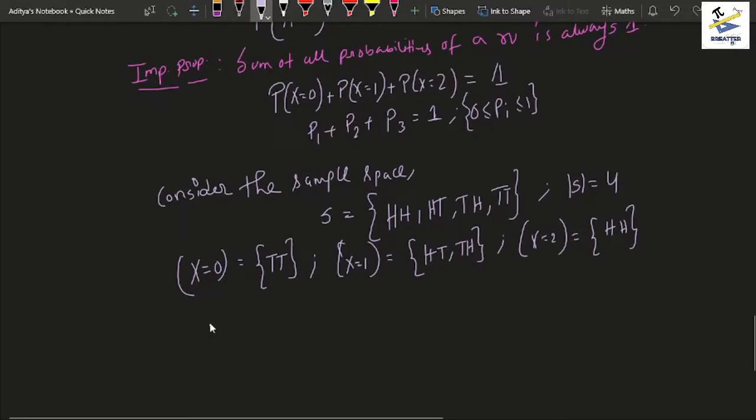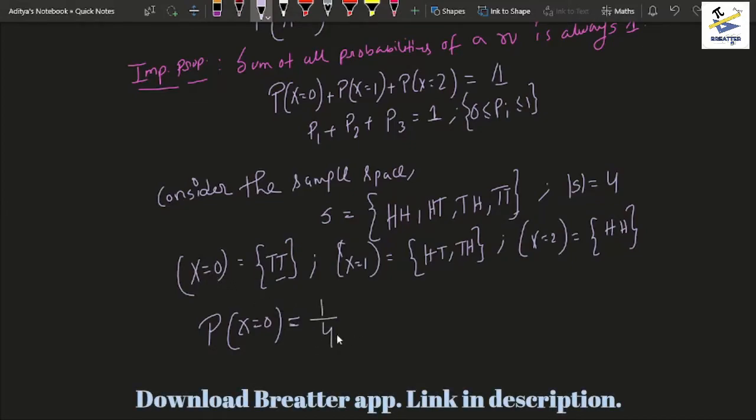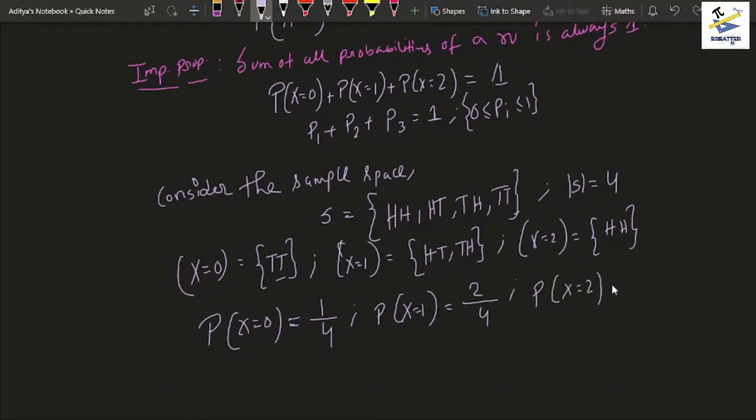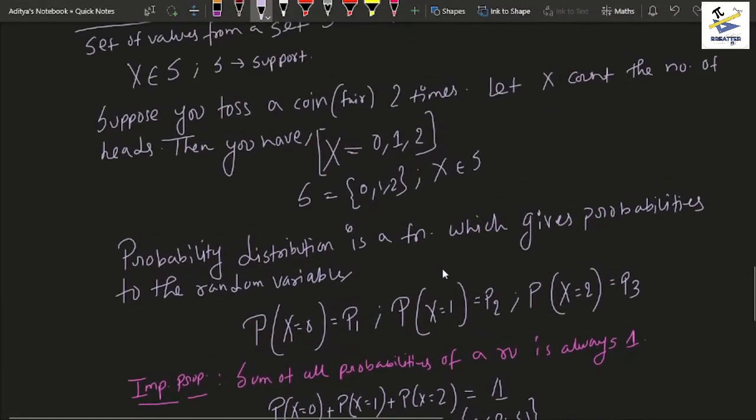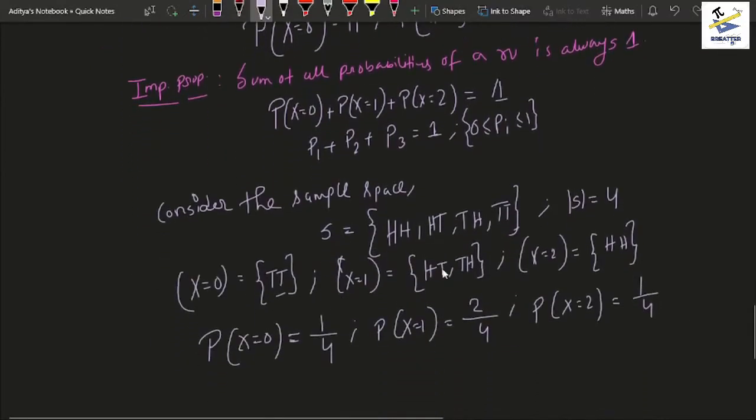Now as you can see, we can assign probabilities to it. Using the definition of classical probability, only one element from this set of 4 corresponds to x equals 0. This would give us 1 by 4. The probability of x equals 1 should give us 2 by 4, and the probability of x equals 2 should give us 1 by 4. So this sums up the probability distribution, and as you can see, 1 by 4 plus 2 by 4 plus 1 by 4 is equal to 1, which also satisfies the important property that we stated above, right? So this is how you go about a probability distribution, right?